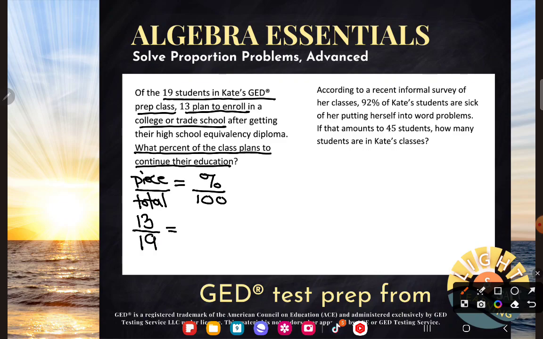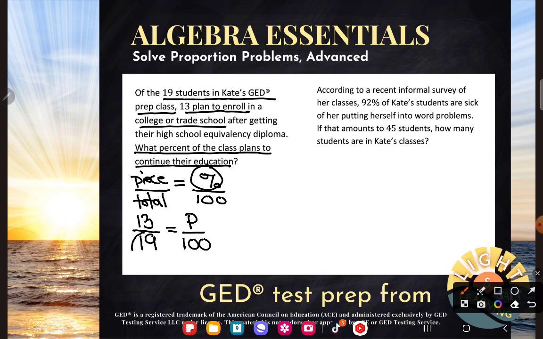And now the question says, what percent? The percent is the thing we don't know. And so we're going to use a variable. I'll use P for percent. So I remember that the number that we get is a percent out of 100. And now it's not a word problem anymore. And I don't have to keep track of when to multiply or divide. The algebra will tell me.